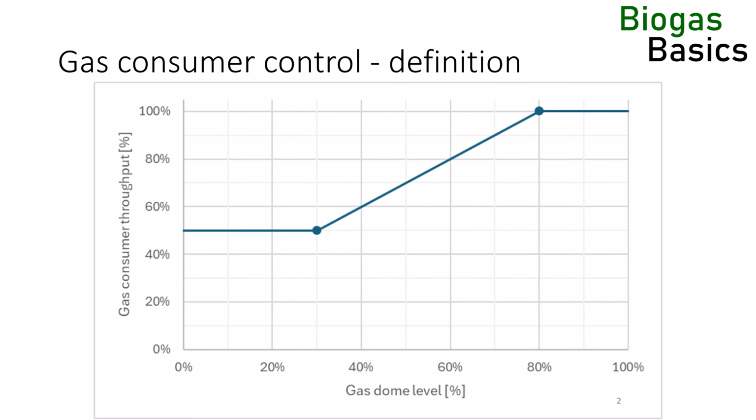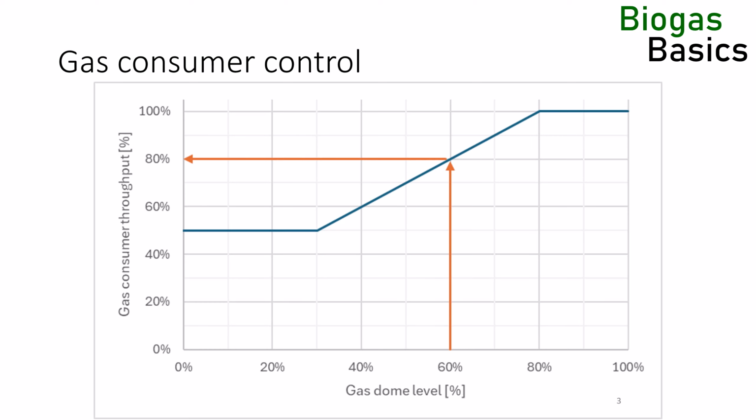The gas consumer throughput depends on the gas dome level. The functional relationship is defined with 2 points. Each has an X and a Y coordinate, which can be set in the SCADA. In this figure, the gas consumer operates at 50% load at gas dome levels below 30%. Between 30% and 80% gas dome level, the gas consumer ramps up from 50% to 100% output. Above 80% gas dome level, the gas consumer operates at 100% throughput.